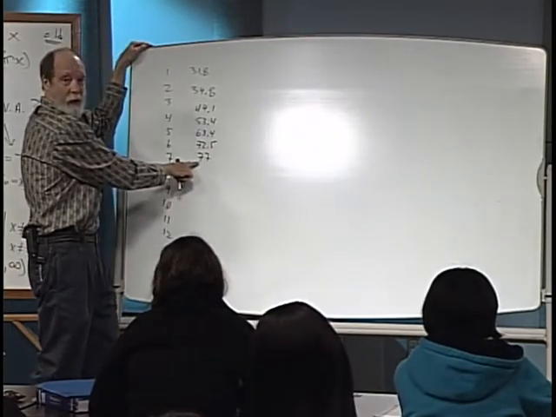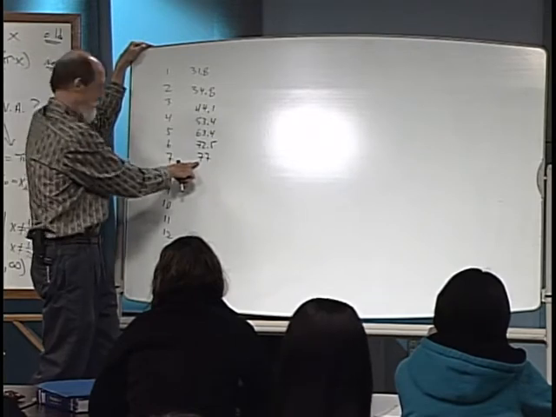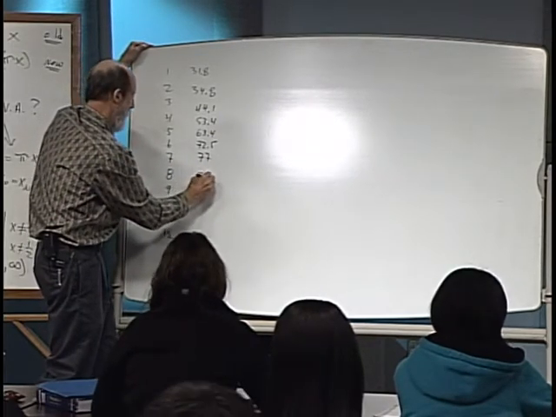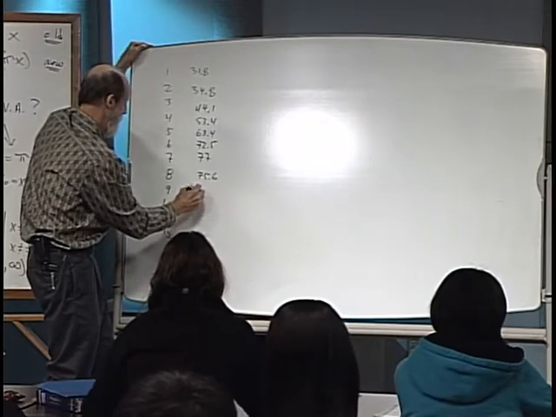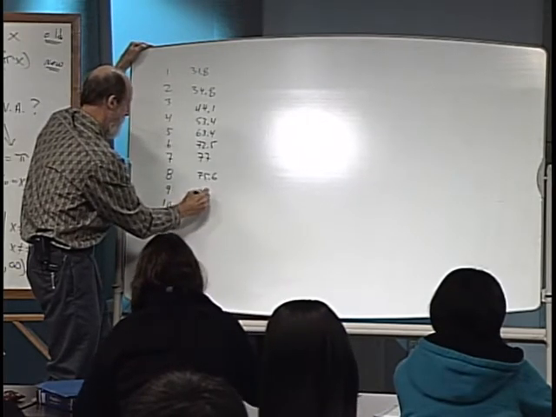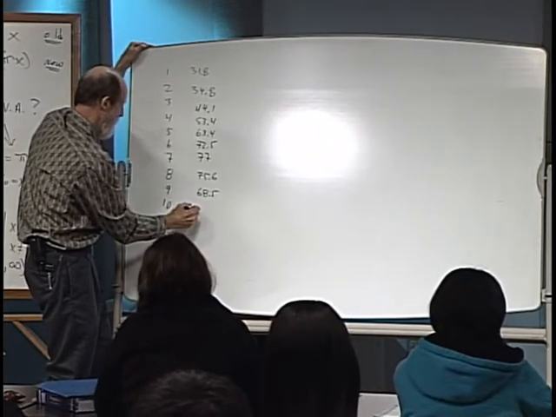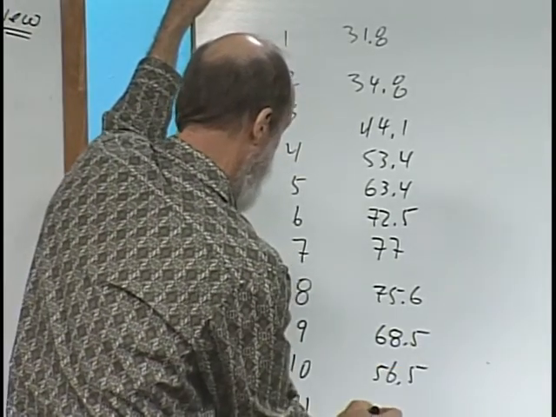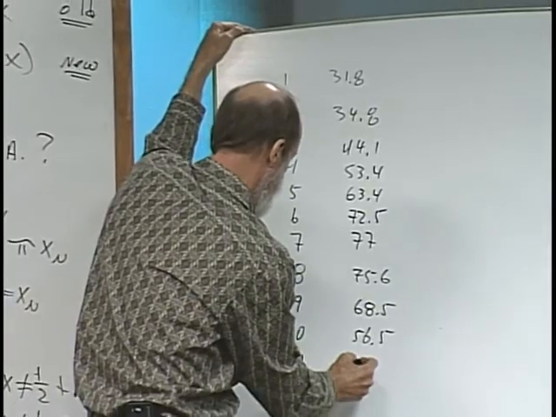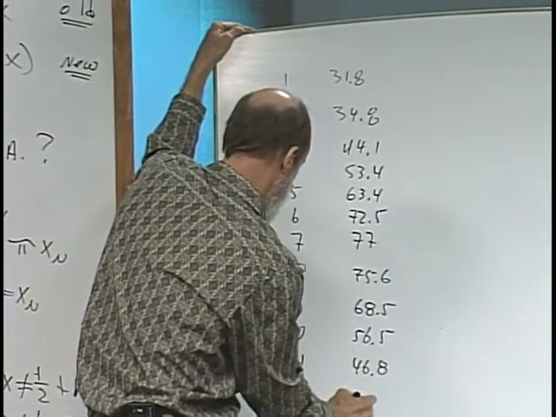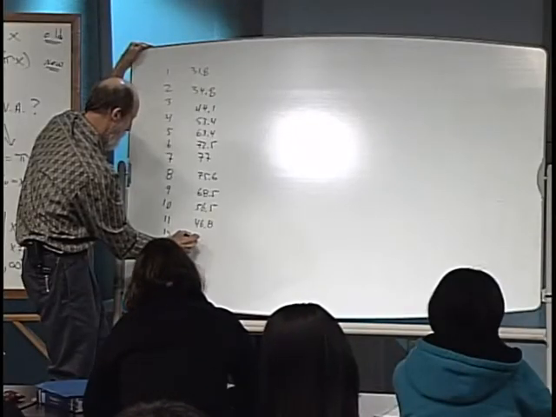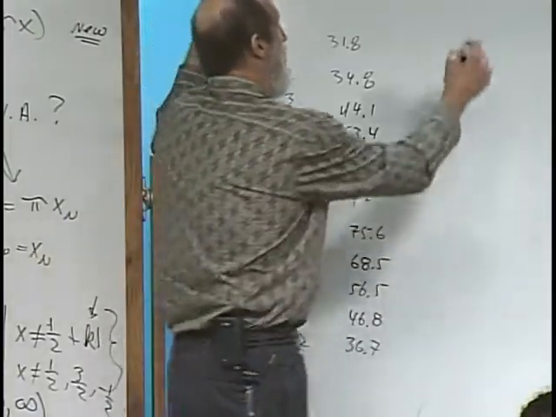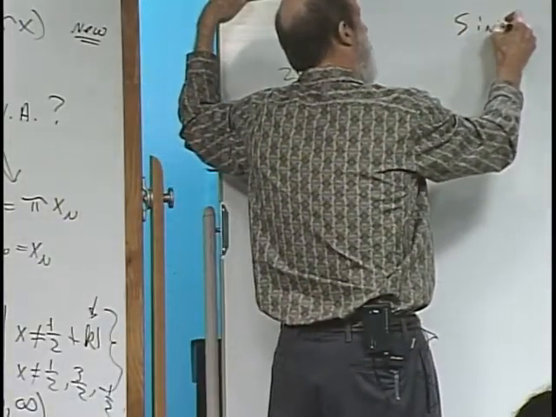average temperature, that's pretty high for an average temperature. Okay, how about 8? 75.6. Oh, coming down. 9, 68.5. 10, 56.5. 11, 46.8. 12, 36.7. Okay.